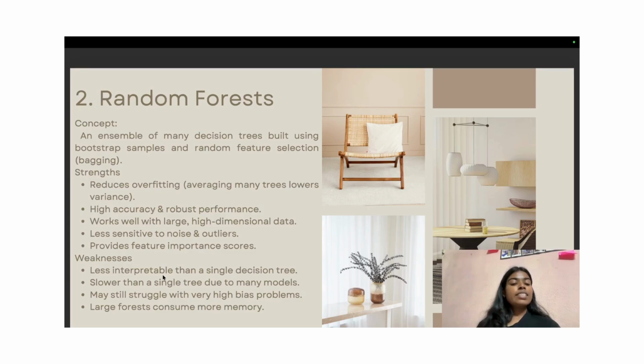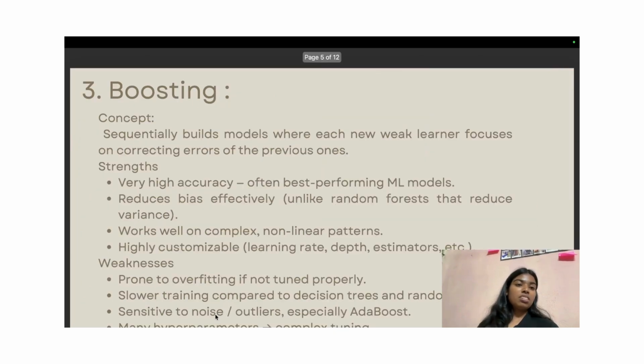Weaknesses are less interpretable than a single decision tree, slower than a single tree due to many models, may still struggle with high variance bias problems, and large forests consume more memory.